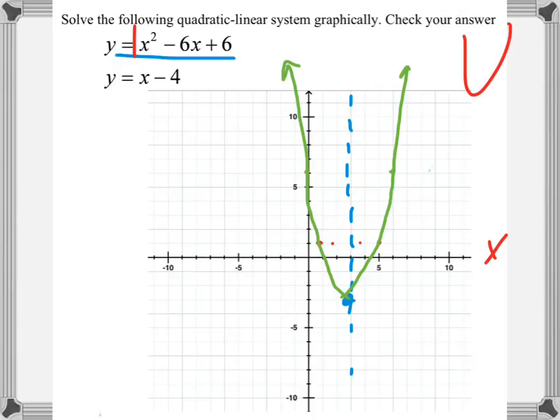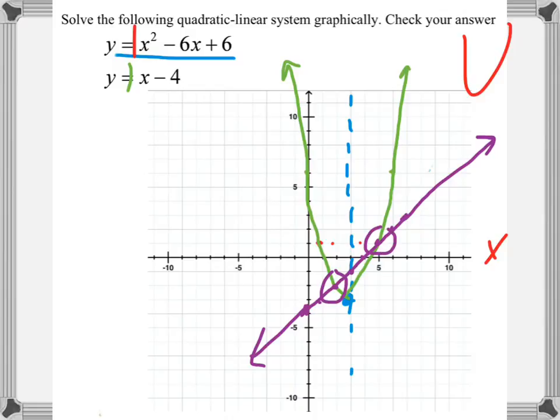So I have the line right here. Let me graph it in purple. My x-intercept is negative 4, and then my slope is 1 over 1. So I can go ahead and graph it this way. And if you notice, it actually crosses twice, and it crosses at these nice integer values here.